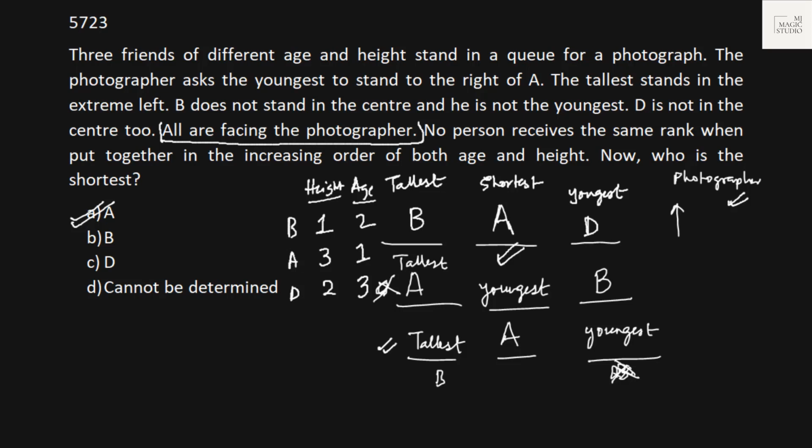This should be the rank. A is the shortest and A is the eldest. But they are asking about who is the shortest. A is the shortest.